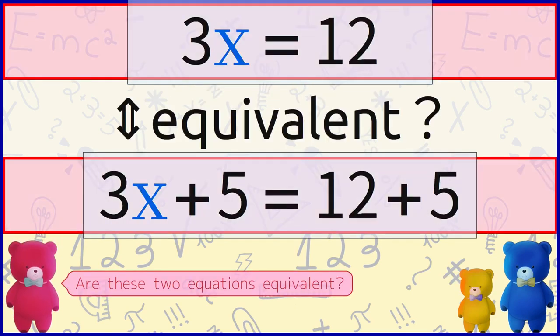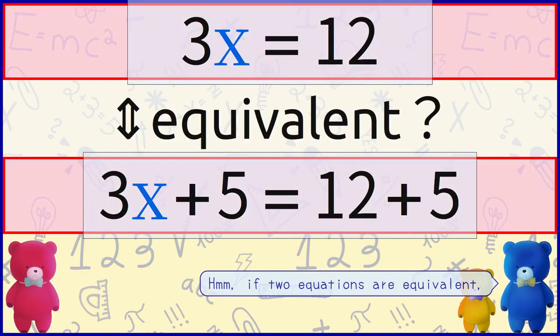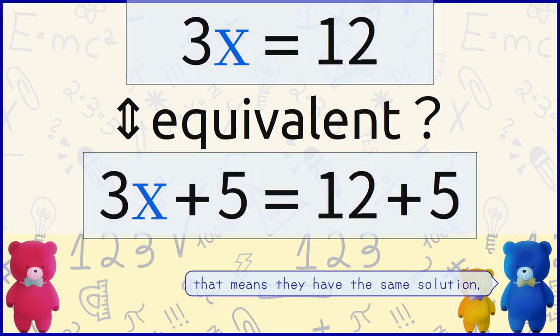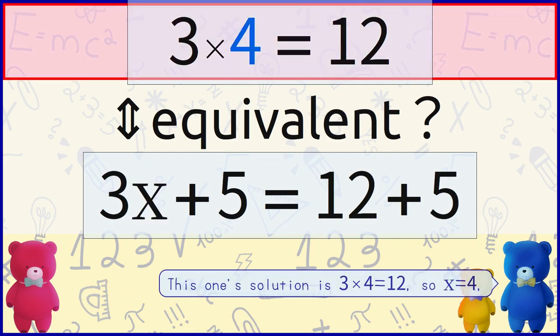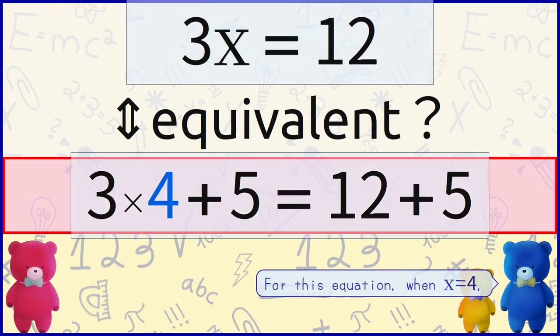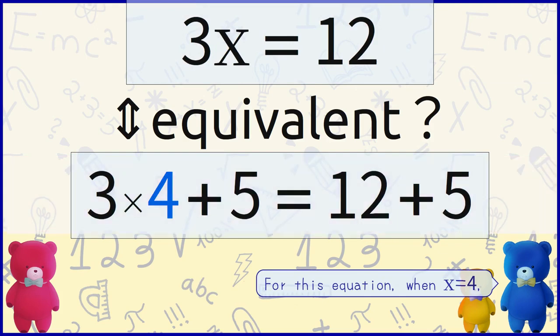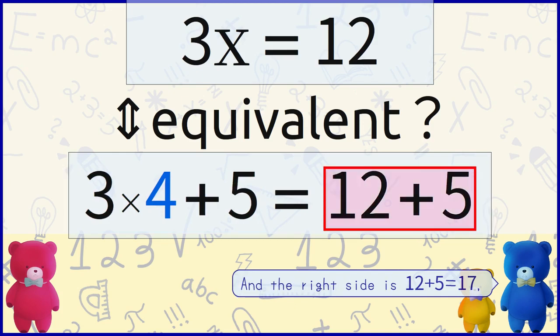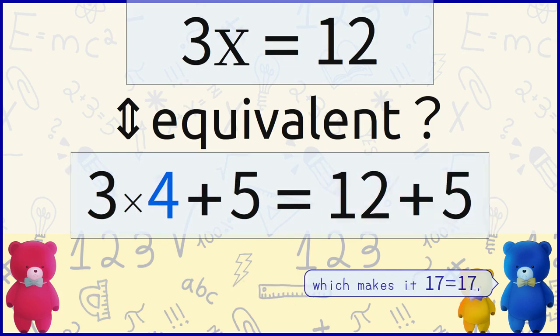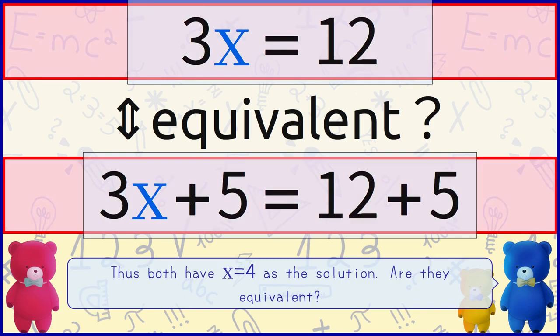Now, Nimikun, are these 2 equations equivalent? If 2 equations are equivalent, that means they have the same solution. So if I find solutions for both, would that work? This one's solution is 3 times x equals 12, so x equals 4. For this equation, when x equals 4, the left side is 17, and the right side is 17, which makes it 17 equals 17. So x equals 4 is the solution. Thus both have x equals 4 as the solution.